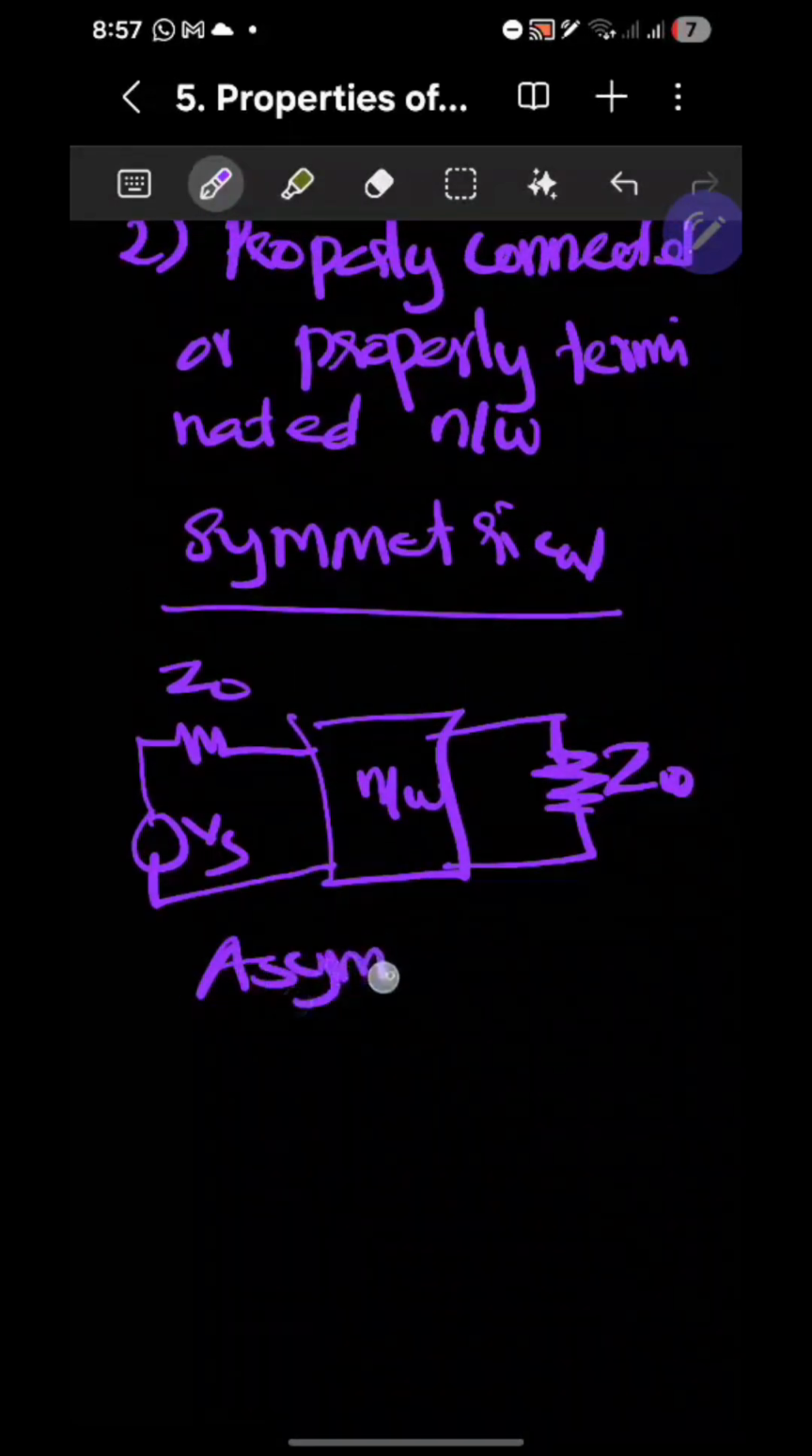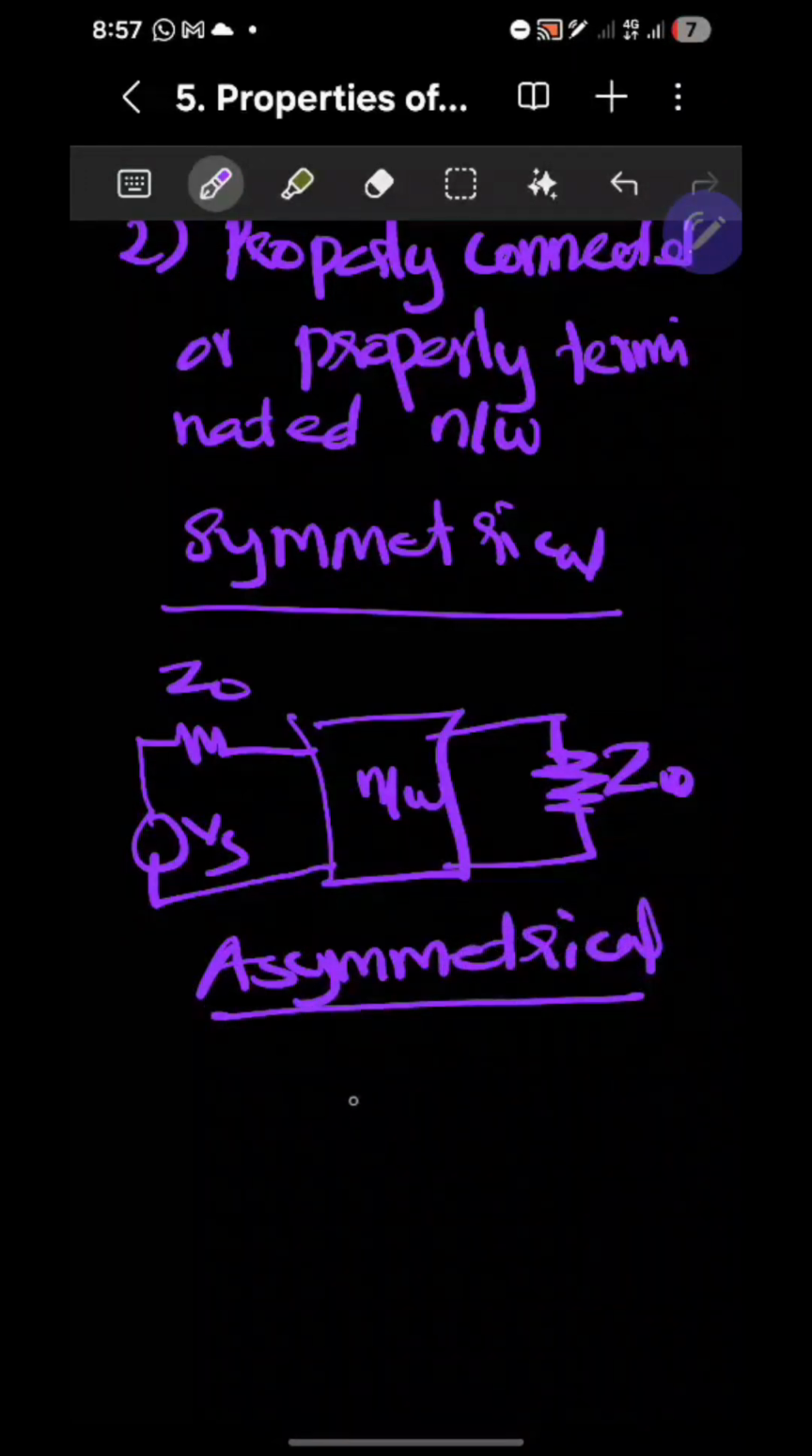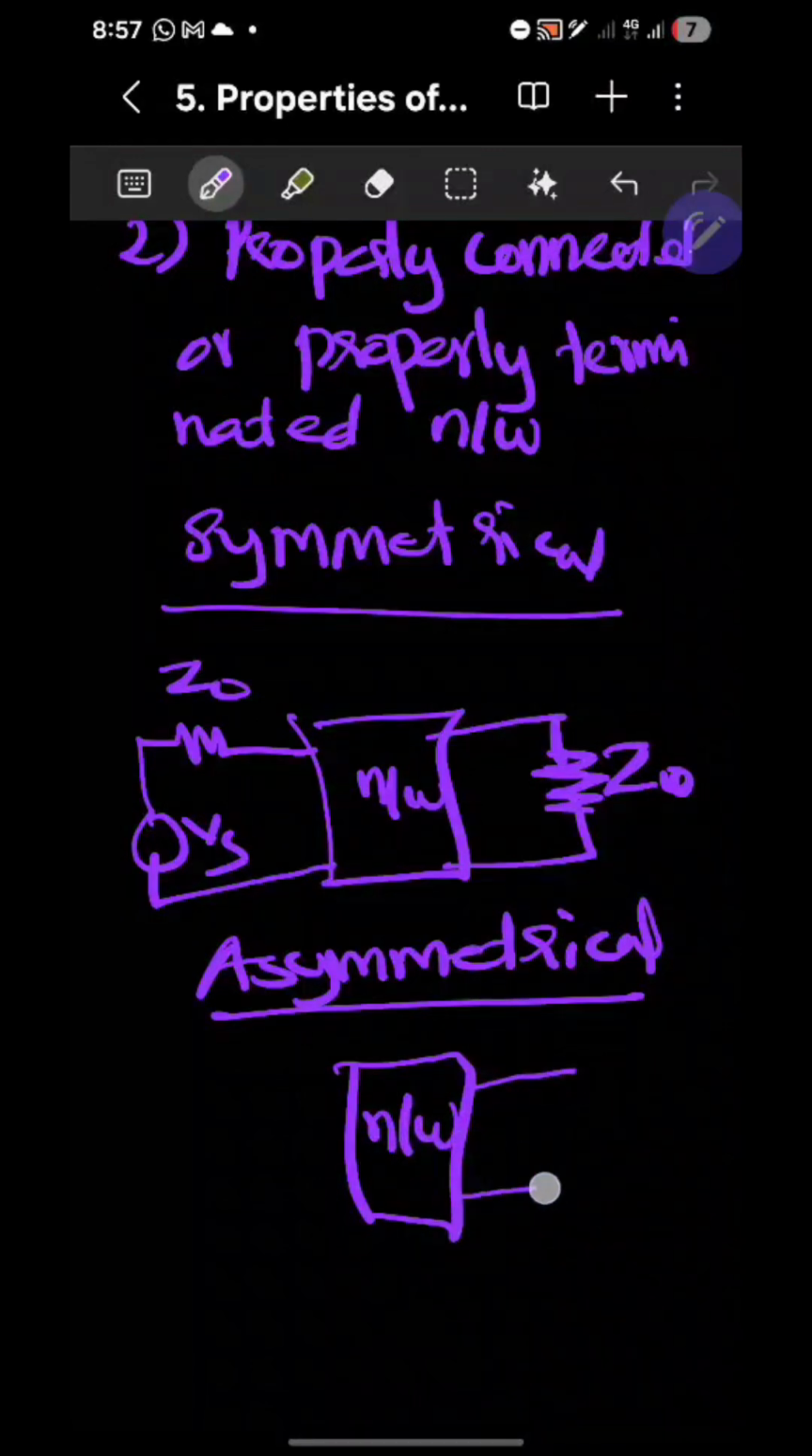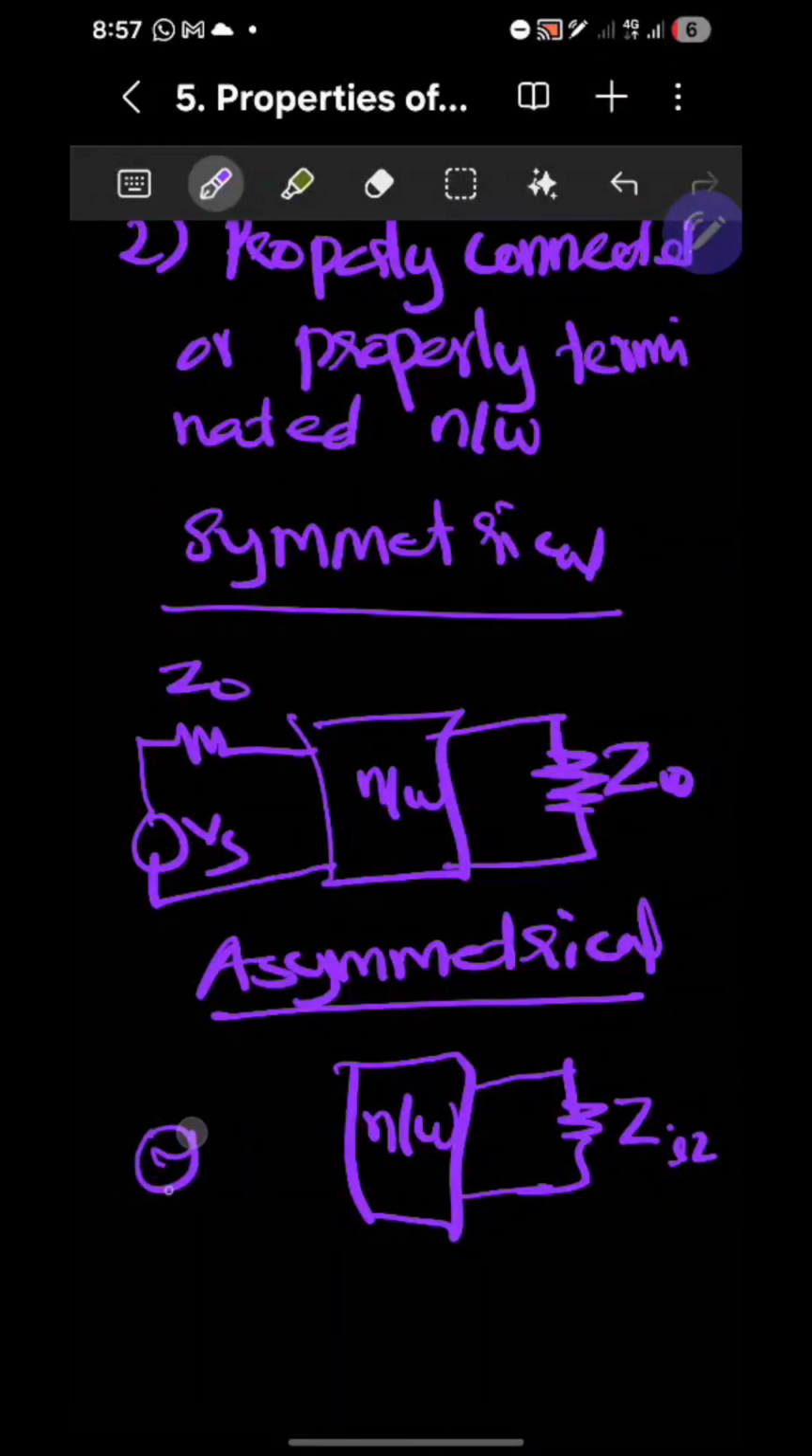In case of an asymmetrical network, instead of characteristic impedance, we will use the term image impedance. That means if we connect the output port of the two-port network with Zi2, the image impedance of that port, and we connect a source to the network with internal impedance of Zi1, then this is called a properly connected network.